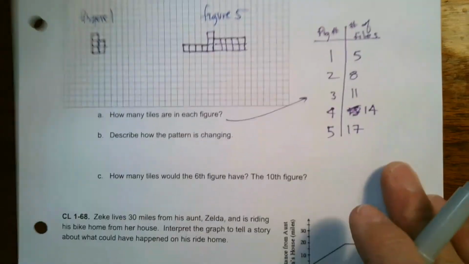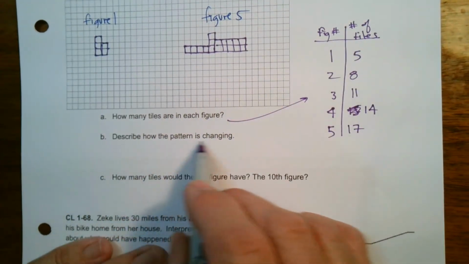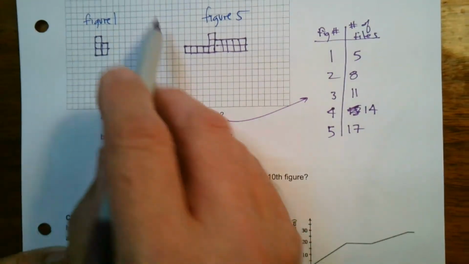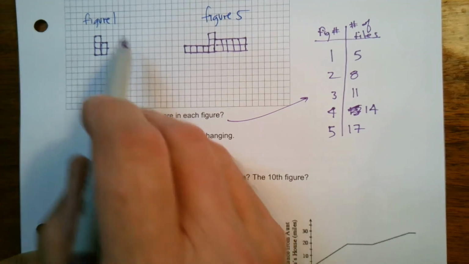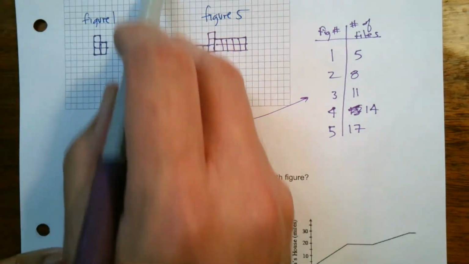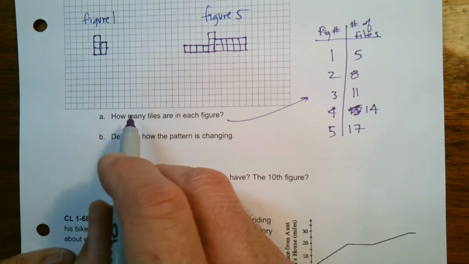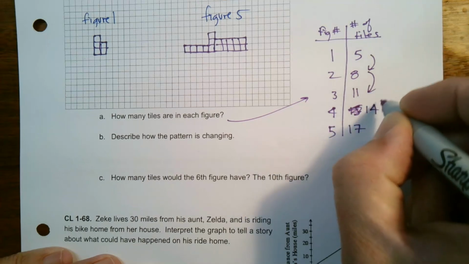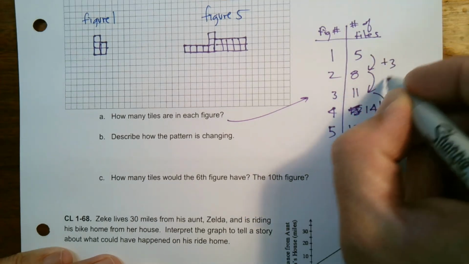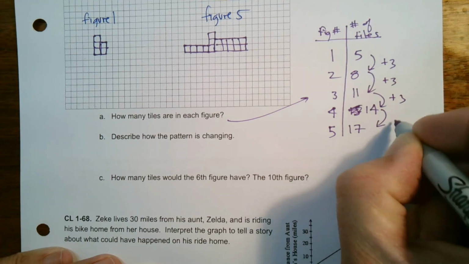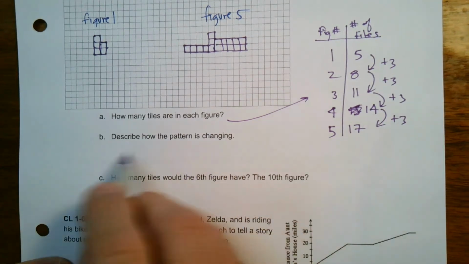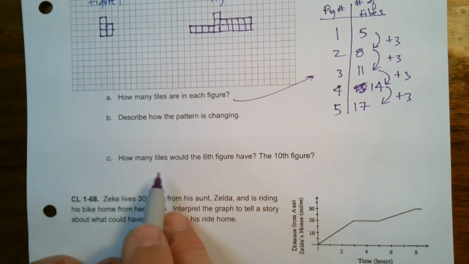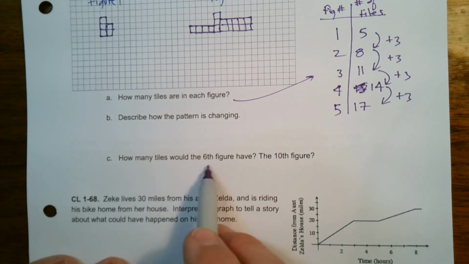From there, it says describe how the pattern is changing. We could describe it with the numeric changes. We could describe it with how I described the tail and the middle piece. So there's all kinds of ways to describe it. If we're looking at the numeric piece, as you go up each figure, it has 3 more tiles. So it's growing by 3 tiles. I can write that, growing by 3 tiles. And then the last thing: how many tiles would the 6th figure have?